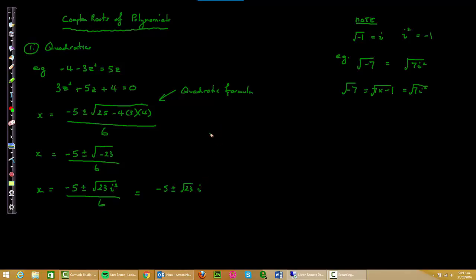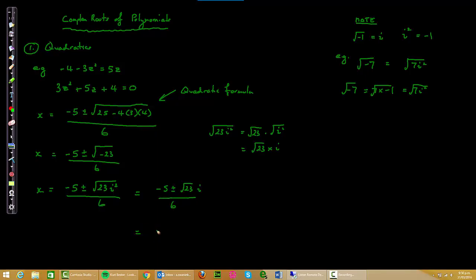So what am I saying there? The square root of 23i squared is the same as root 23 times the square root of i squared. That's one of the basic rules of surds. You can split that up if they're being multiplied here. So that is root 23 times i, or more conveniently written like this. Now let's not forget that's all over 6.